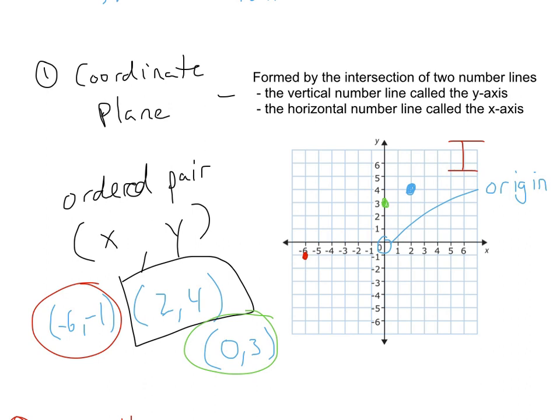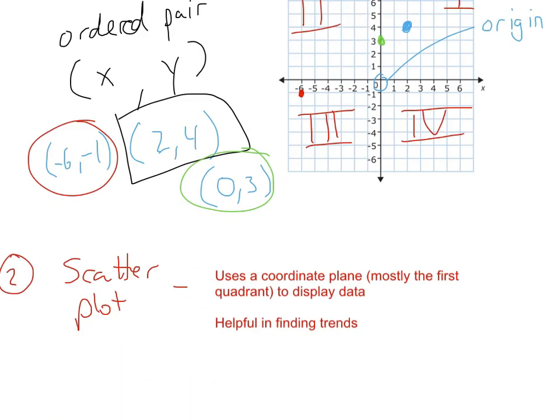Now, where's the second quadrant? So I'm going to go counterclockwise. That's the second quadrant there. This is the third quadrant, and you guessed it, that would be the fourth quadrant. And we always use Roman numerals to denote them. Okay, so there you go. That's the basics of the coordinate plane.